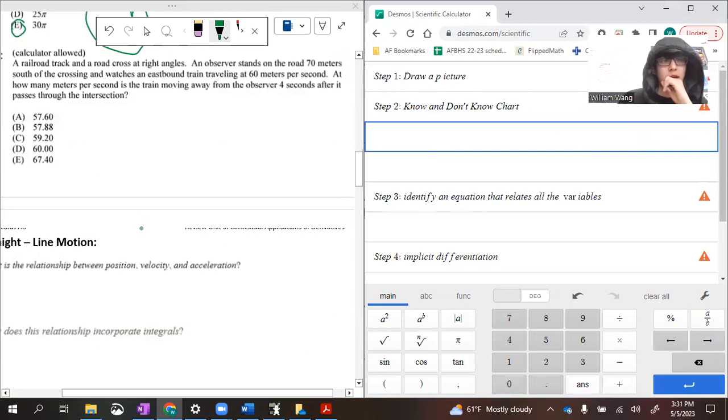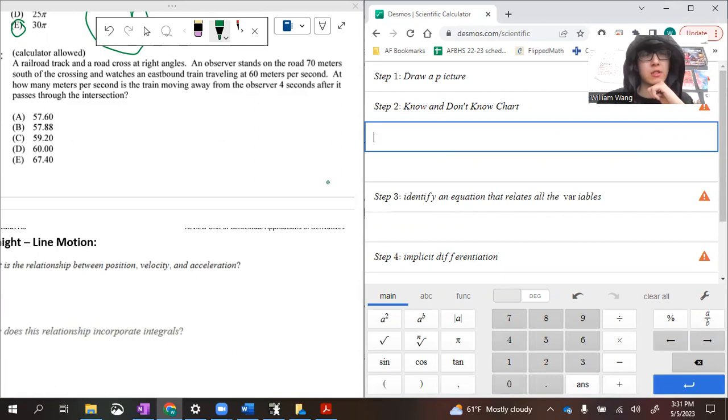All right, next problem. A railroad track and road cross at right angles. An observer stands on the road 70 meters south of the crossing and watches an eastbound train traveling at 60 meters per second. At how many meters per second is the train moving away from the observer 4 seconds after it passes through the intersection?